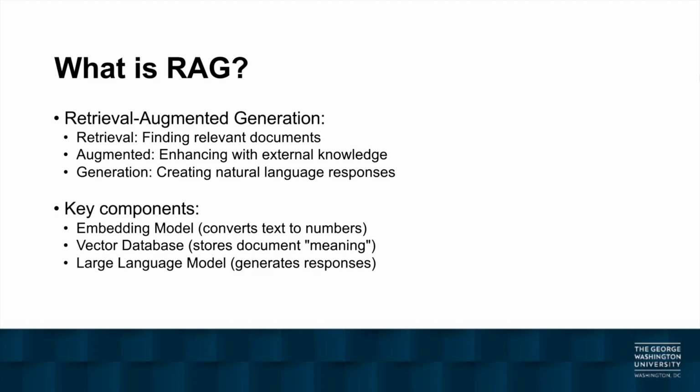So think of it like a reference librarian or an archivist who first would find some relevant books, who would then read them, and then explain that information to you. And to make this work, we needed three components. One, a vector database that stores documents in a way that captures their meaning. Two, an embedding model that converts text into numbers that represent that meaning. And then a large language model that can generate human-like responses based on the retrieved information.